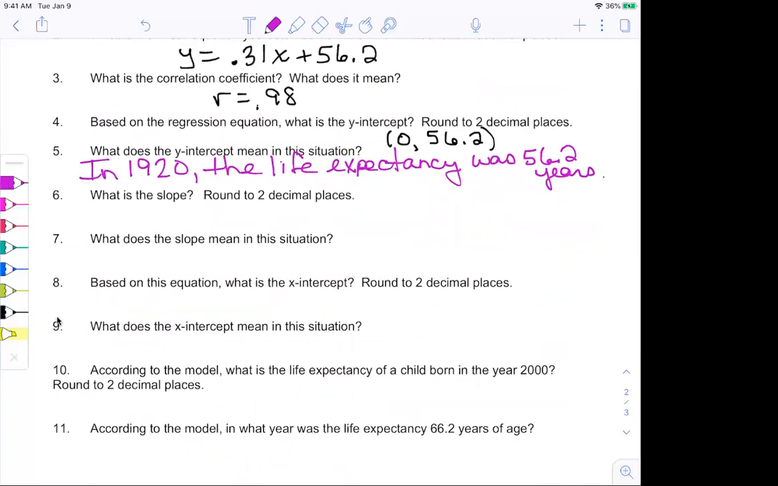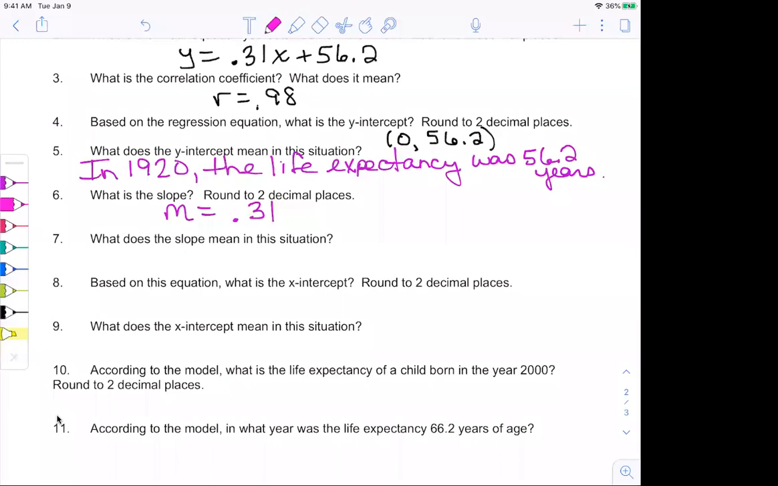The second question we have is the slope. And that slope is 0.31. And then again, we want to decide or describe what it means in this situation. Thinking about life expectancy in years. So what's going on with the life expectancy and the years? Faith, are you able to come up with a sentence for number 7 about the meaning of slope?